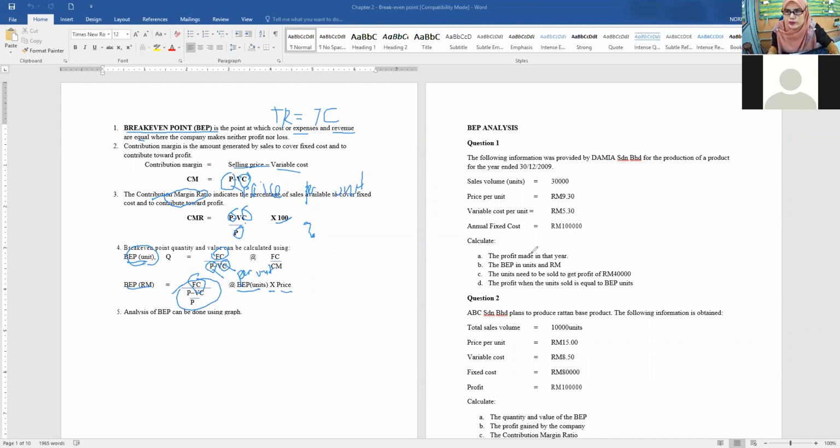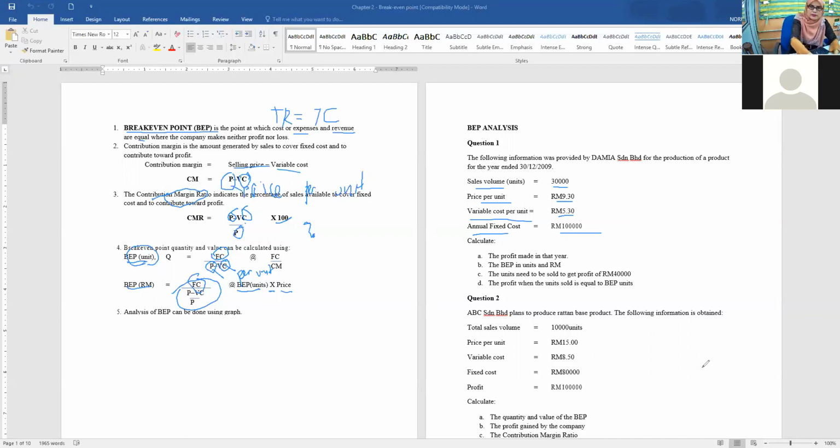Let's see the question. Question number 1. Sales volume per unit 30,000. Price per unit 9 ringgit 30 sen. Variable cost per unit 5 ringgit 30 cents. And annual fixed cost 100,000. Okay. Calculate the profit made in that year.